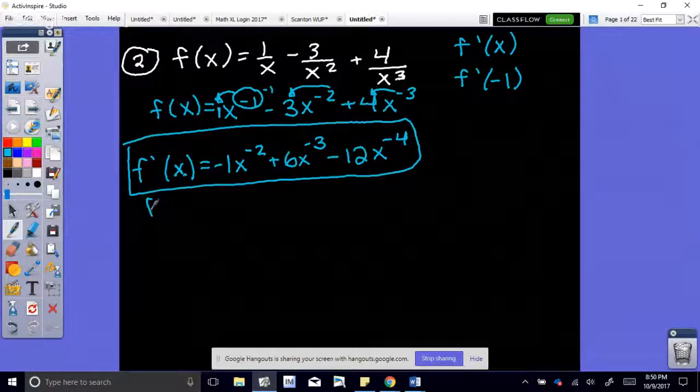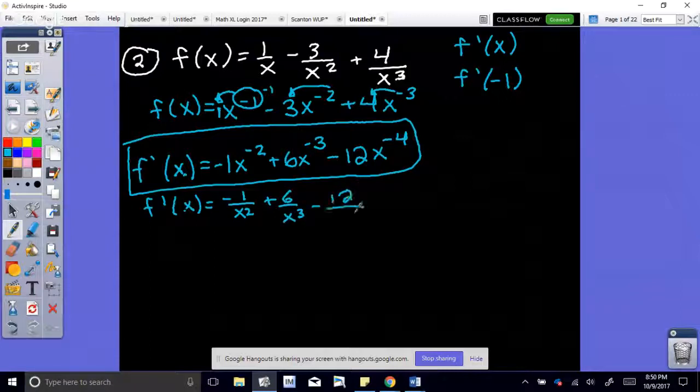Another thing you might also see, which I like a little bit better, but it really doesn't matter, you may go ahead and take these negative exponents and rewrite them back as fractions. So you may also see -1 over x to the 2nd plus 6 over x to the 3rd minus 12 over x to the 4th, and that also works.